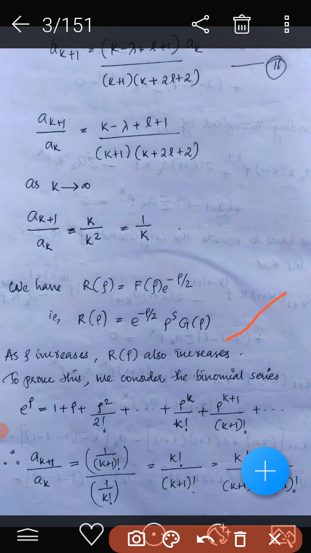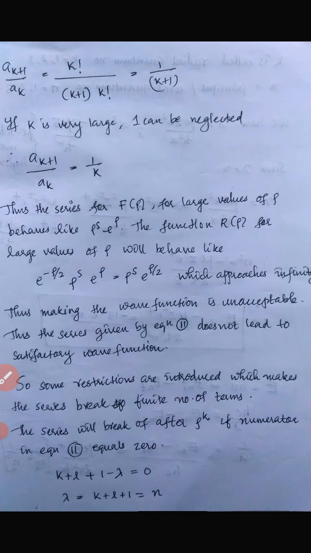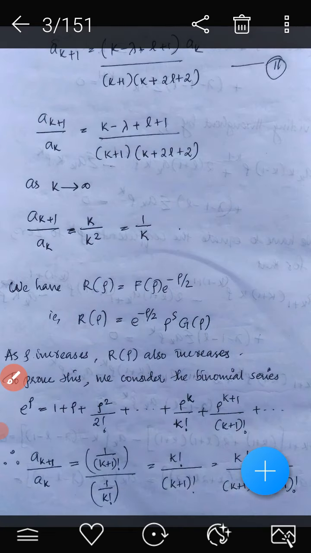To prove this, we consider the binomial series, e to the power rho binomial series. Then in this equation, a(k+1) by a(k) is equal to 1 by (k plus 1) factorial by 1 by k factorial. That is equal to k factorial by (k plus 1) into (k plus 1 minus 1) factorial, which is equal to 1 by k plus 1. If k is very large, then 1 can be neglected. Then a(k+1) by a(k) is equal to 1 by k.